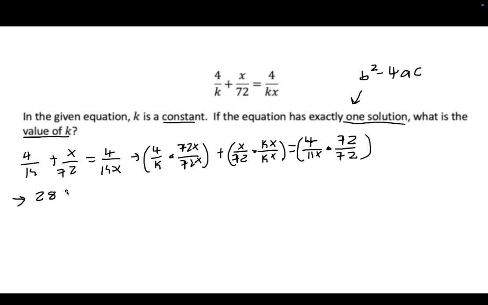And now we're going to get 288x over 72kx, which is going to be the denominator for all three terms in this problem, plus kx squared, as x times kx, over 72kx. We're going to equal that to 288 over 72kx. I made a small mistake, I forgot to write my kx on my 72. So we're going to have 72kx is equal to 288 over 72kx.